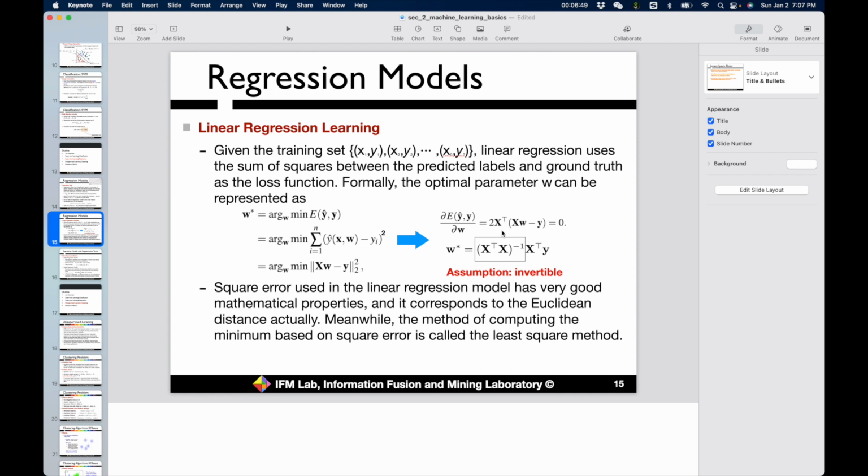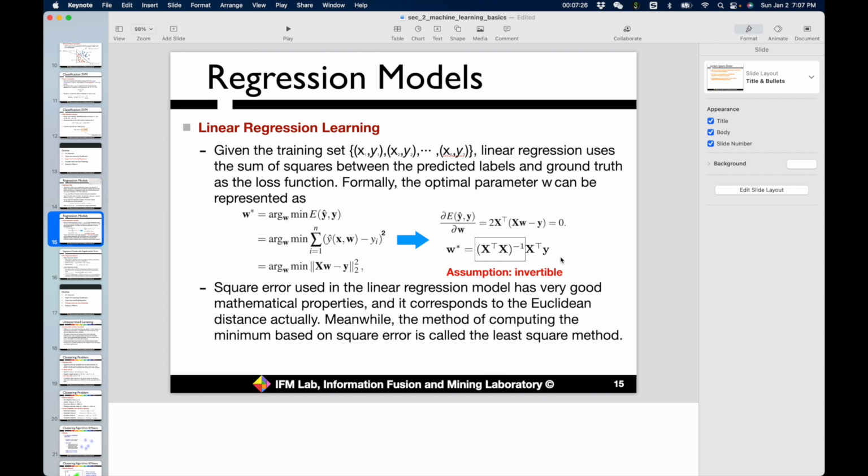It will be equal to what? It will be equal to 2X transpose times (XW minus y). So by making this term equal to 0, we can get the closed form solution of this W to be what? To be (X transpose X) inverse, times X transpose times y. Right? Because this one is a very special case. For this problem, for this model, this setting, we can get the closed form solution of the model to be shown here.